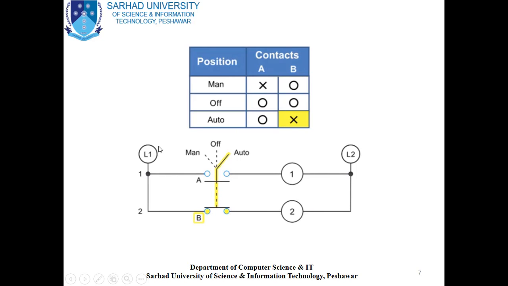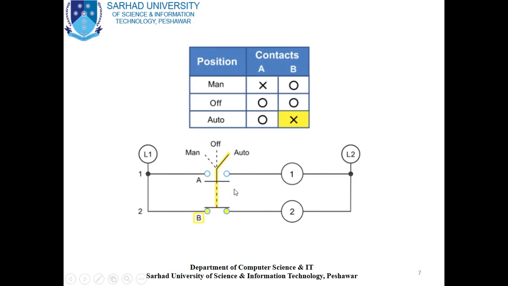Here in the line diagram, this is the line diagram in which you can see that the position is closed. Here you can also see that the position of B is closed. So the selector switch is in auto position.